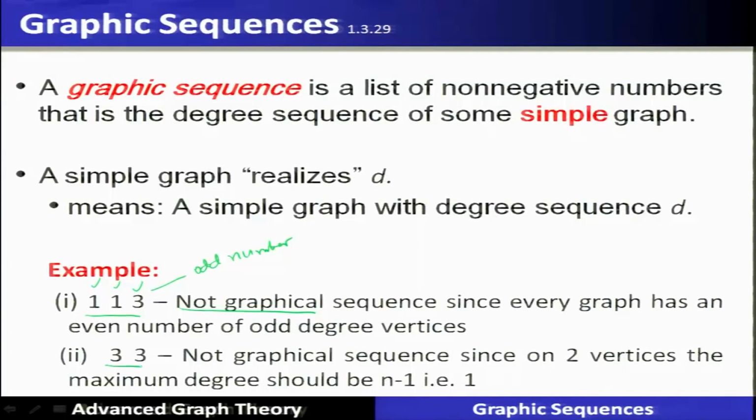Let us take another example, 3 and 3. 3 and 3, they are not a graphical sequence. Although these odd vertices are 2 in number, that means they are even in number, even then it is not a graphical sequence, because there is another condition which says that the maximum degree, which here is 3, should be at most n minus 1. Here only 2 vertices are there, so n minus 1 is equal to 1. So, the maximum degree should be 1, but it is 3. So, obviously it is not the degree sequence of any graph.